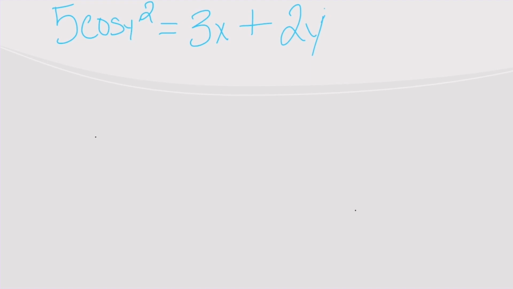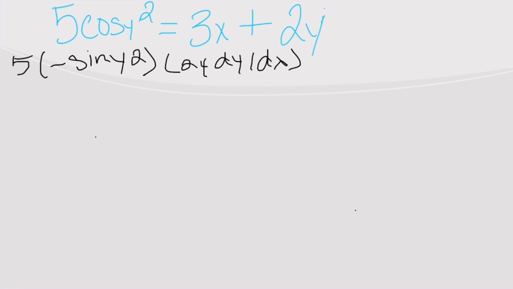And now for our last example, we'll be working with a harder equation of 5 cosine y squared equals 3x plus 2y. I'm going to leave 5 as a constant on the outside, and now we'll be using the chain rule with cosine y squared. We'll do the derivative of cosine, which is negative sine, leaving the y squared, and then the derivative of y squared, which is 2y dy over dx, and now we'll do the right hand side, which is the derivative of 3x, which is just 3, plus the derivative of 2y, which is just 2 dy over dx, because we're still deriving y.